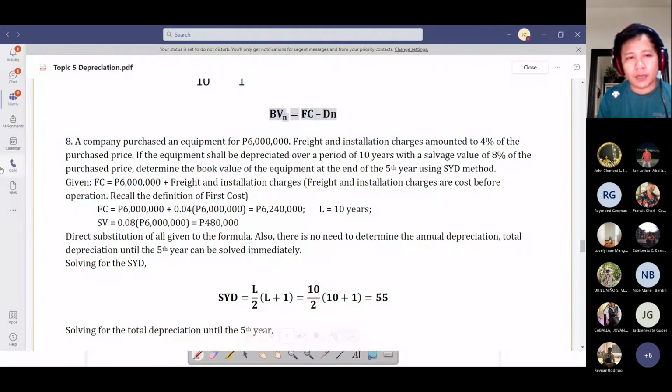Sige, let's list down the given. First, the first cost. Of course, ang first cost nimo you have 6 million. That is the price of the equipment. Okay? Pero gi-add up pa nato ang freight and installation charges.